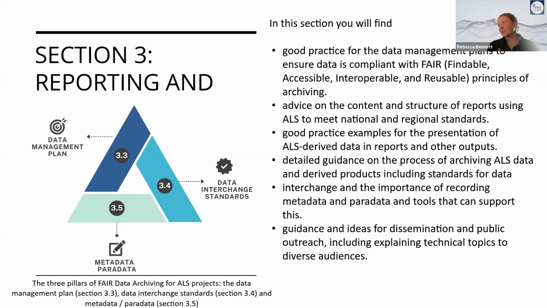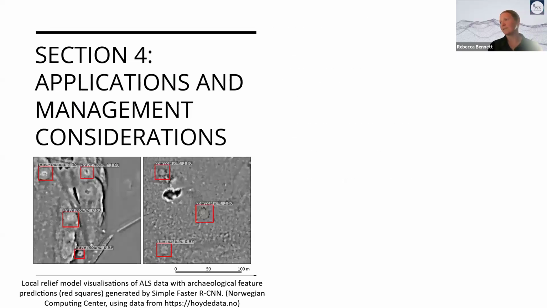And then finally, within this section, there's guidance and ideas for dissemination and public outreach, including the explanation of technical topics to diverse audiences. So how do we make ourselves clear when we want to share information in an appropriate way that allows other people to access these data and also the heritage data associated with it?